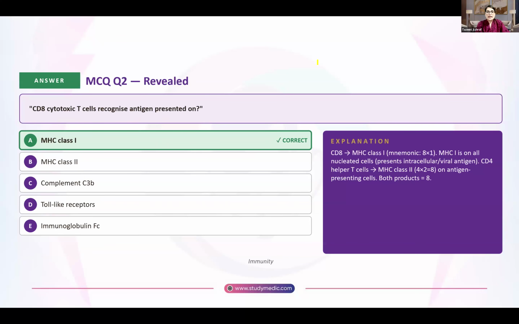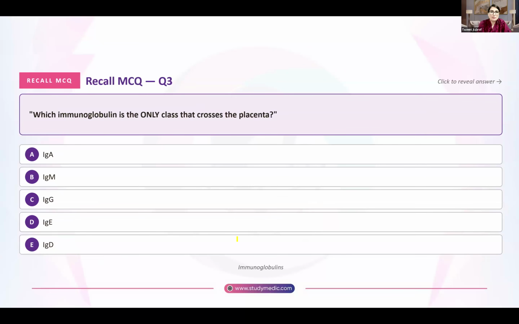Then we have to remember where CD4 is expressed. CD4 helper T cells recognize antigen on major histocompatibility class 2, on antigen presenting cells. 4 multiplied by 2 is equal to 8. So CD8 is class 1 and CD4 is class 2. This is how you can remember.